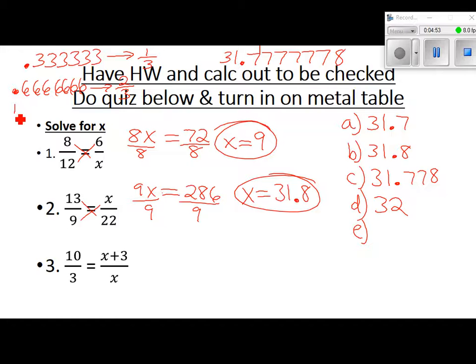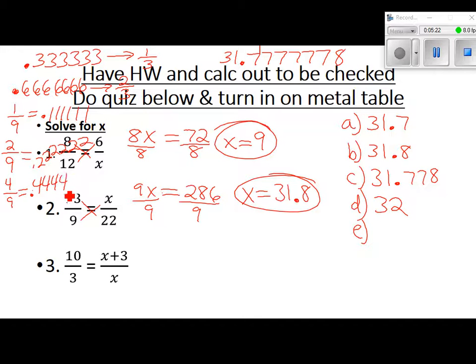Figure this out. 1 divided by 9. Punch that into your calculator. What's it say? 0.1 repeating. Punch this into your calculator. 2 divided by 9. 0.2 repeating. Punch this in, 4 divided by 9. 0.4 repeating.